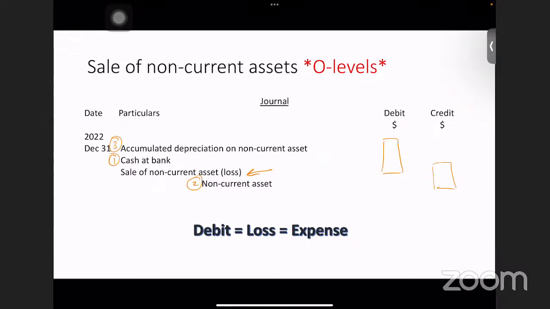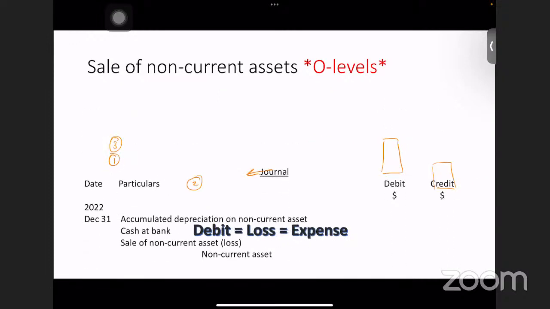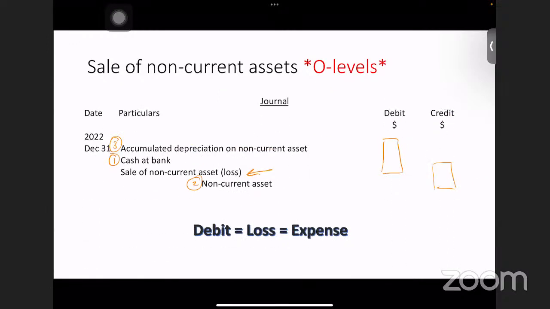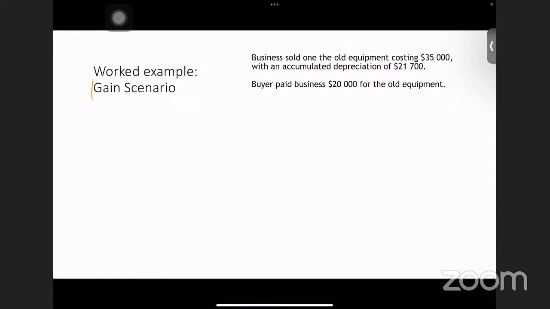Okay, so basically these are the journal entries. It's the same. For the sale of NCA, you will just see how much is needed to balance. Let's look at a scenario. So this one is a gain. We are making money. Gain.